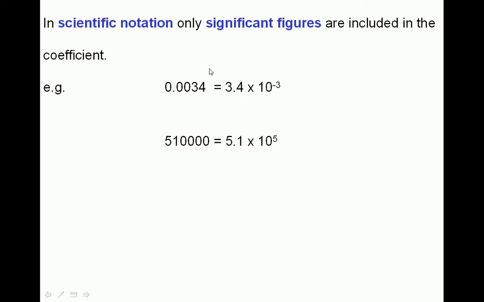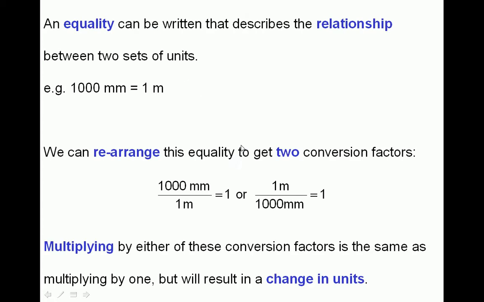So in scientific notation, only significant figures are included in the coefficient. So this number here has 3 leading zeros that are not significant and 2 non-zero numbers that are significant, so our coefficient has 2 significant figures. In this case here, I have 2 non-zero numbers that are significant, and I've got 4 zeros that are not significant, so the coefficient in the scientific notation has 2 significant figures.